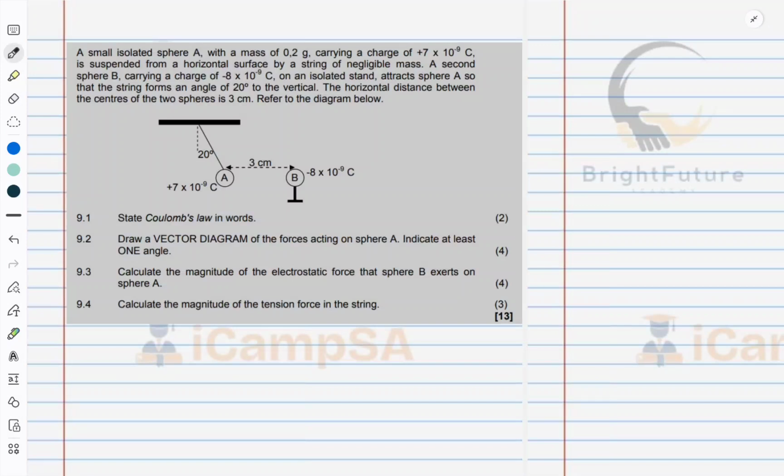We're also given the distance between the two centers of the spheres, so everything is in the diagram. And then we must state Coulomb's law in words. One thing we should note is it was never specified that these things are moving, so we can assume that they are stationary, both of them. They are not moving, so all forces here are balanced. There's no force greater than another one. Everything is just balanced.